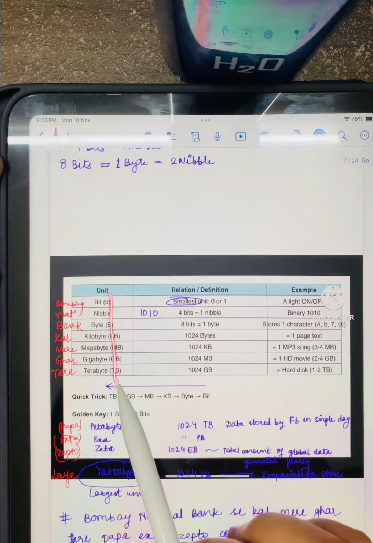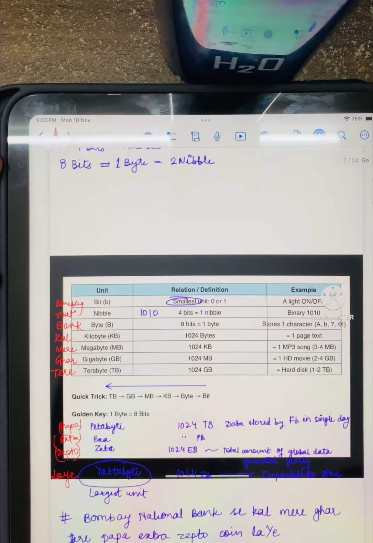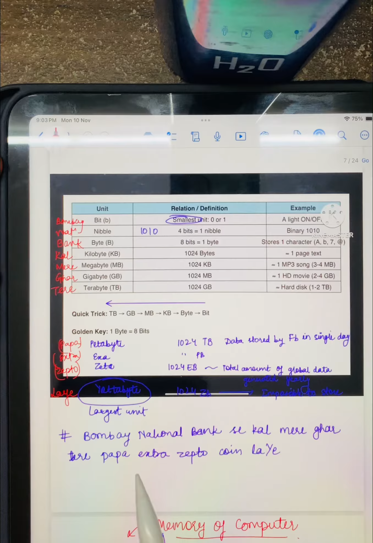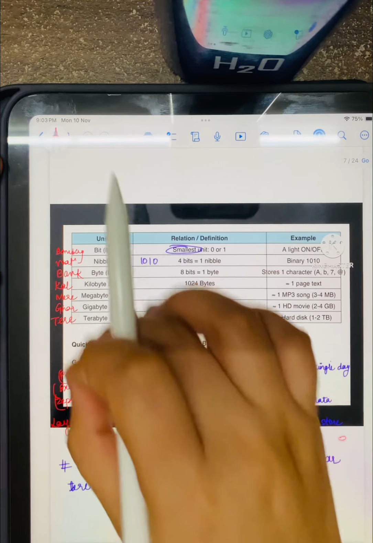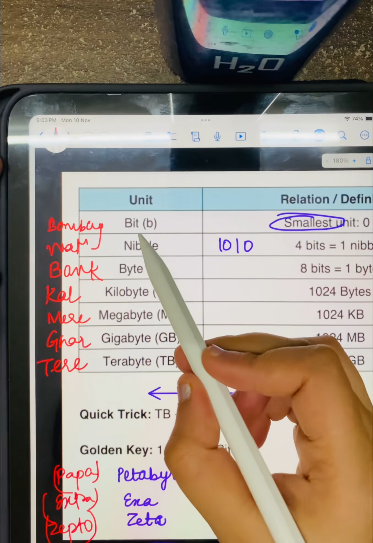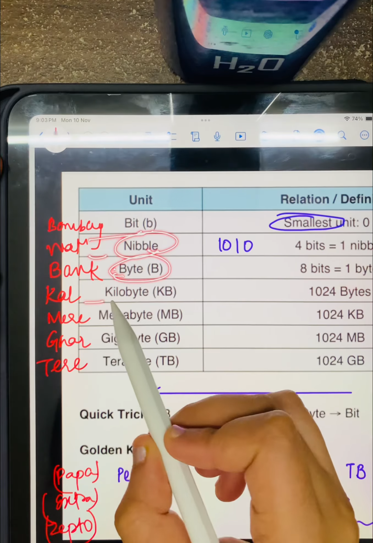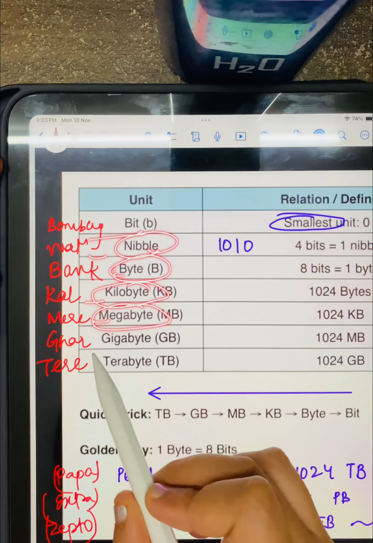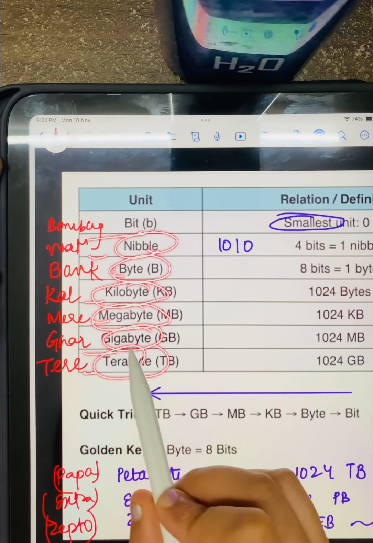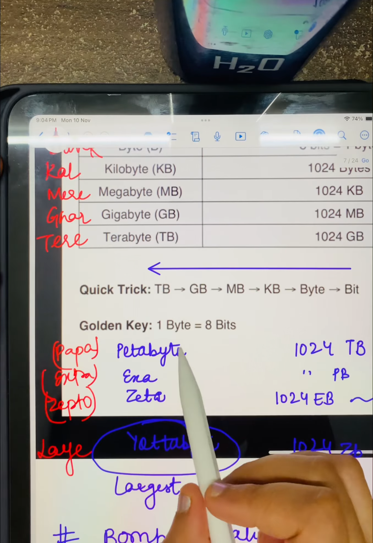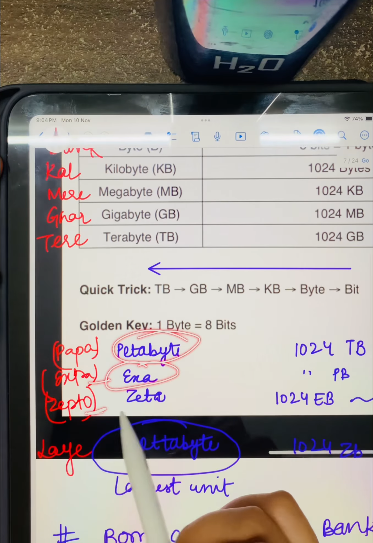And to learn this, I have made one short form. You might find it weird. So it is Bombay National Bank से कल मेरे घर तेरे पापा extra Zepto coin लाए. So let me zoom it. Bombay is for bits, national is for nibble, bank is for byte, kal is kilobyte, mere is megabyte, ghar is gigabyte, tere is terabyte, papa is petabyte, extra is exa, Zepto is zeta.